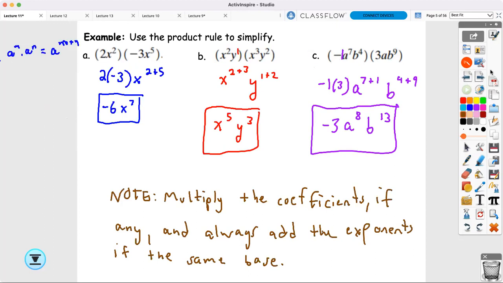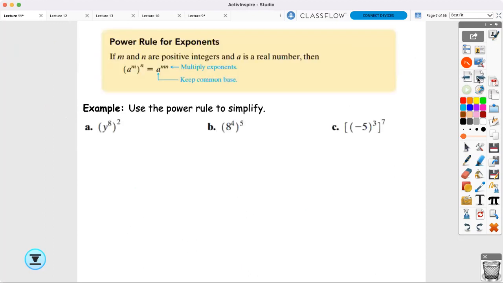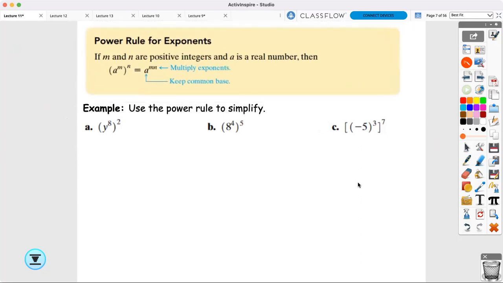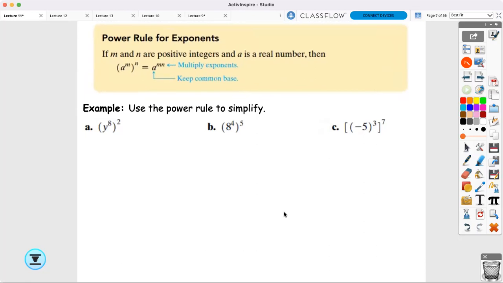All right, excellent. Let's go ahead and move on. Now we're learning the second rule of exponents, known as the power rule. I'll give you about 3 minutes to write the rule and the example down. Go ahead and start. Good luck.